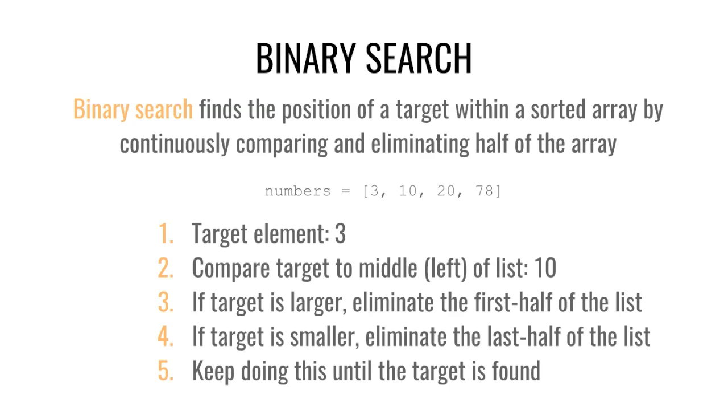The answer is yes. Because the array is already sorted, you can get rid of half of the array, and now you're left with 20 and 78. It goes to the middle again. That's the 20. It searches, finds out that 78 is greater, and then finally it finds the number, the target.